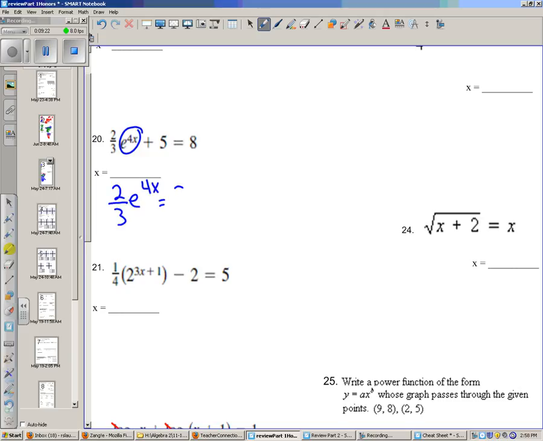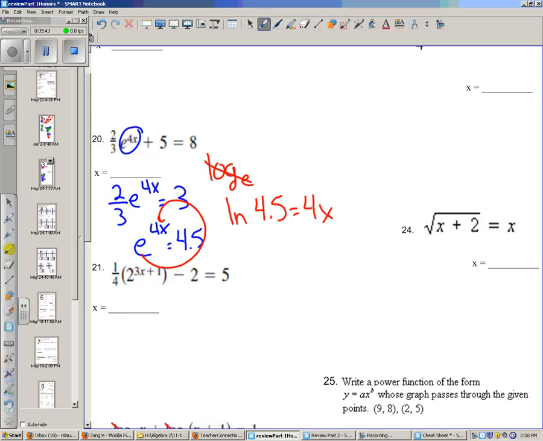Then I'm going to multiply by the reciprocal. So that makes 3 turn into 4.5. And now I'm ready to loop. So watch the loop first. It becomes a log. So log e, which is just ln, 4.5 equals 4x. The natural log on the calculator of 4.5 is 1.504 equals 4x. So when I divide, there's my answer, 0.376.